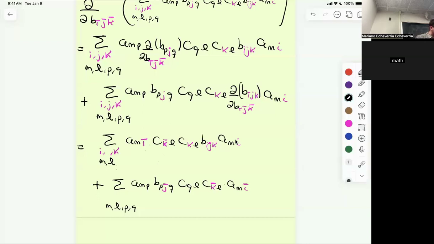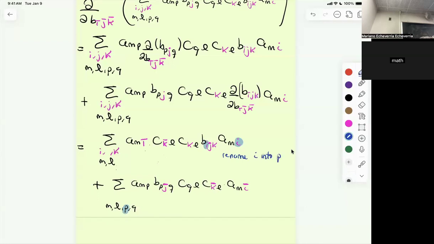So let me see again. Let me use some colors. The index I: there's an I here and an I here. I'm going to call it P. So on the first sum, I will just rename I into P.